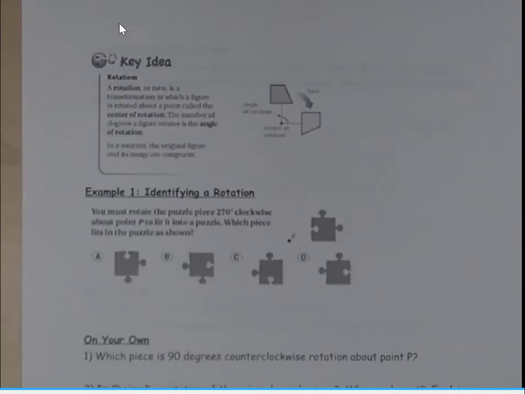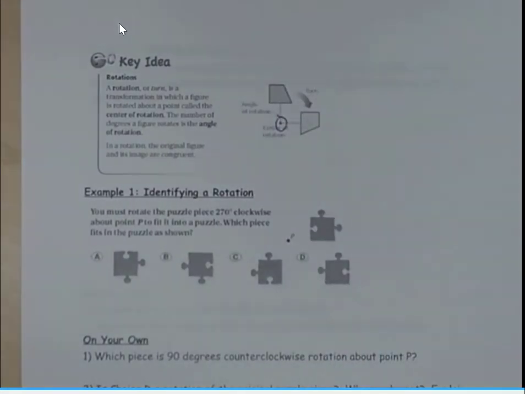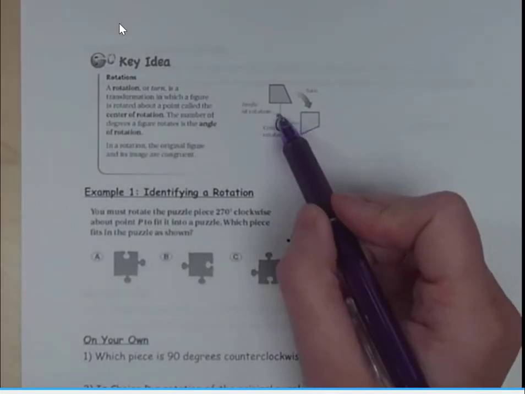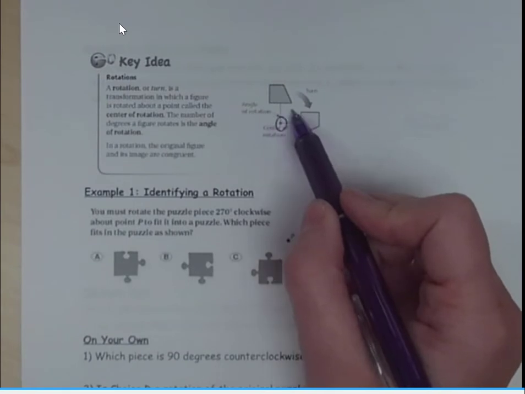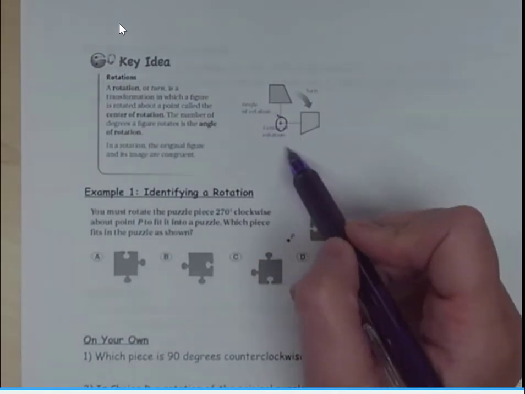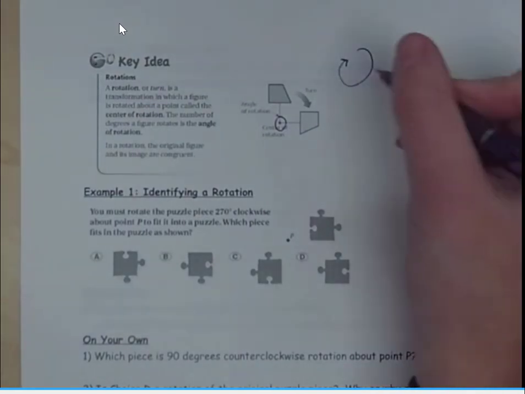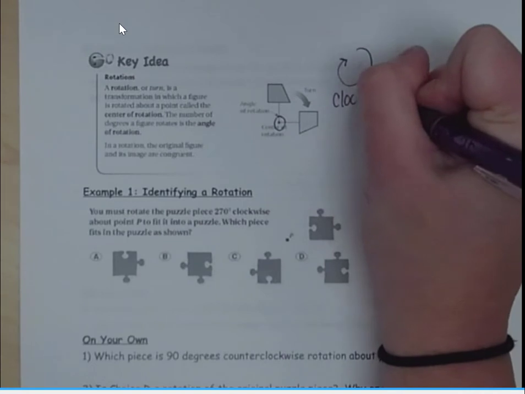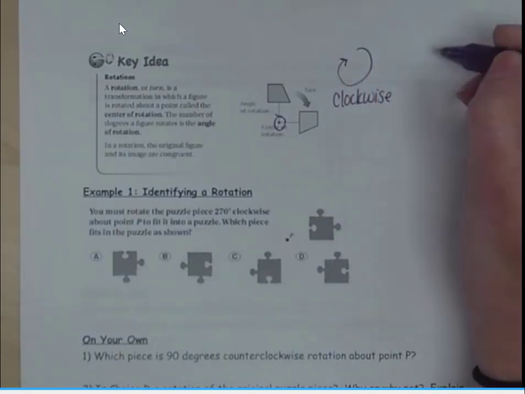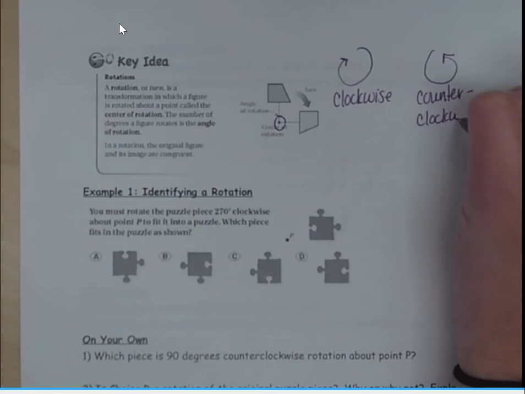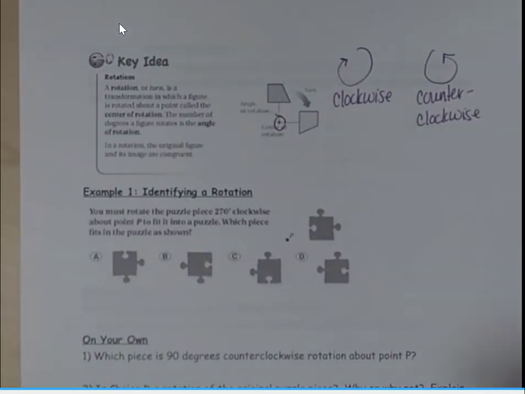When a shape rotates, it rotates about the center of rotation. Now that could be many different places, but in this case it is a 90-degree rotation because this angle is 90 degrees. Now this is a clockwise rotation. If we rotate this way, this is clockwise because it moves like a clock. Now if I go this way, this is counterclockwise because it is opposite of a clock.